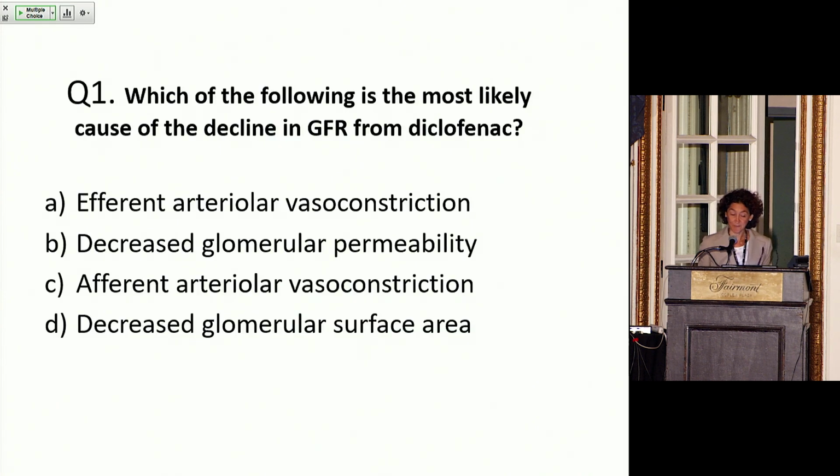So here's your question, all right. Which of the following is the most likely cause of the decline in GFR from diclofenac in vultures? And this would be assuming the mechanism would be the same as in humans. So the mechanism for diclofenac affecting GFR. And here are your choices. A, efferent arteriolar vasoconstriction. B, decreased glomerular permeability. C, afferent arteriolar vasoconstriction. Or D, decreased glomerular surface area.